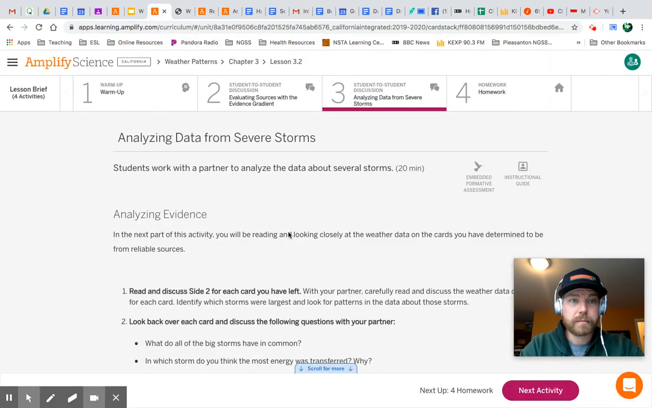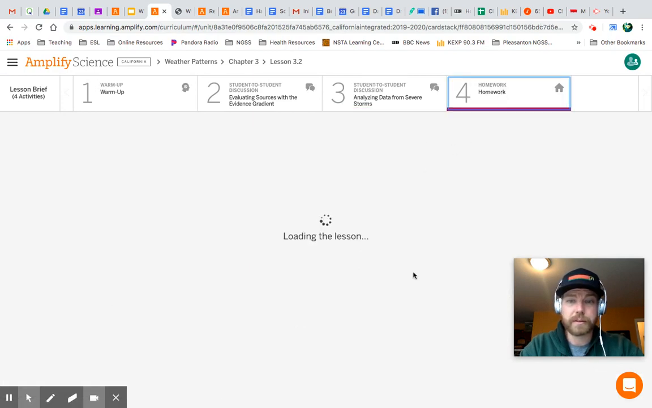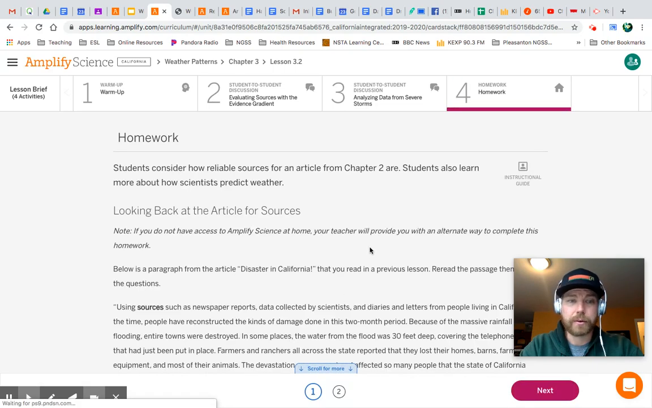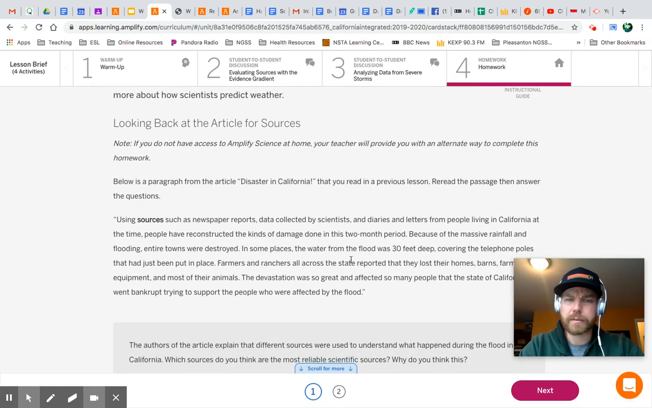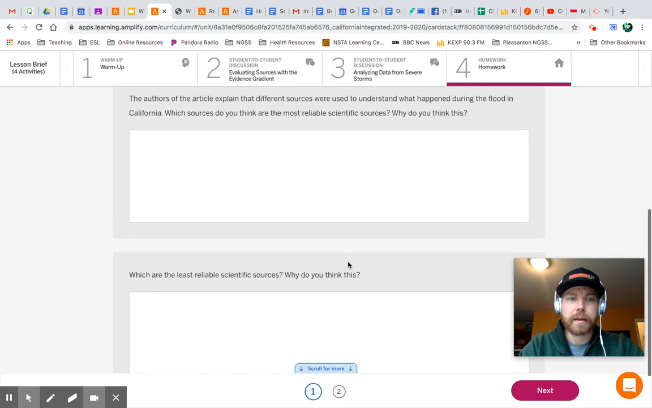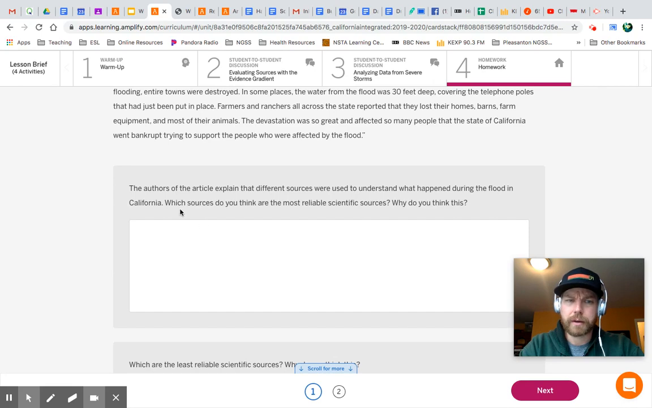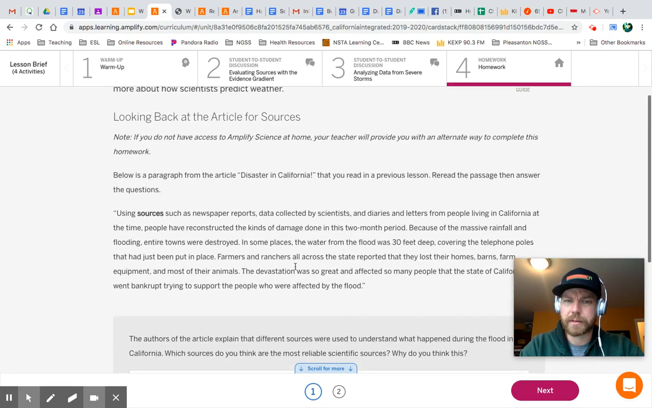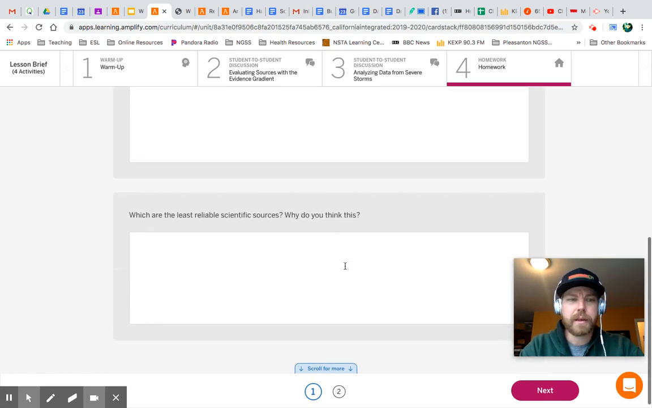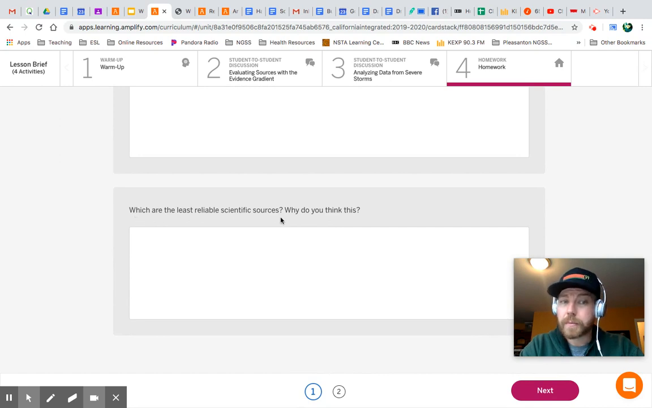So, here we go. Next thing we're going to do is move on to the homework, and there's two things that you need to do. The first one is we're looking back at that article, in just this paragraph right here, that's talking about the sources for the information that we got about the Great Flood that happened back in the 1800s in California. And it's asking, hey, what do you think are the most reliable scientific sources based on where this information came from, and why do you think that is? And then the next part, which are the least reliable scientific sources, and why do you think that is? So look back at that article, just that one paragraph, and examine those sources.